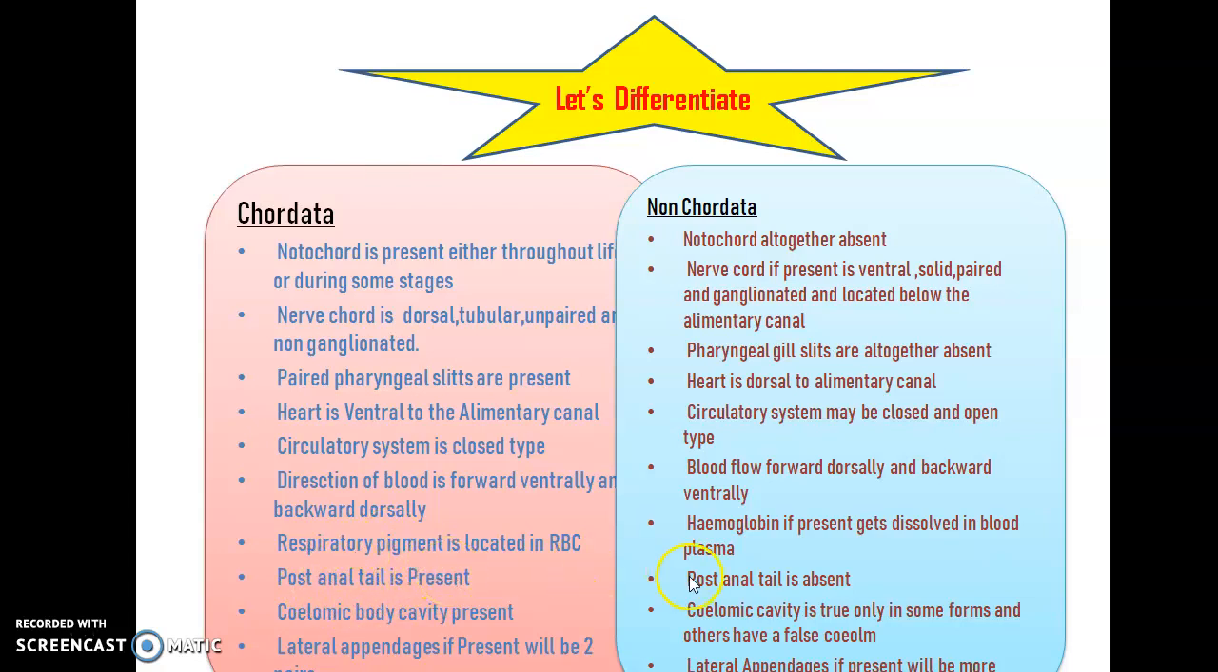Post-anal tail is present in chordates, while in non-chordates this post-anal tail is altogether absent. Then come lateral appendages or limbs. They are present in chordates and are always seen in two pairs, like limbs and arms. In non-chordates they are actually absent, but if present, they will be more than two pairs. So these are the main differences between chordates and non-chordates. I hope you understood.